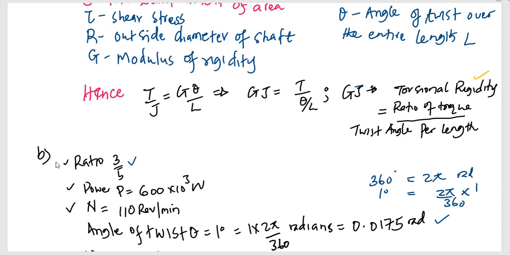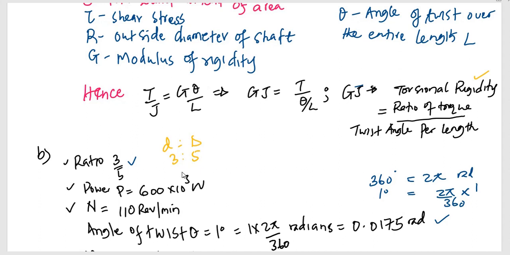Let us go to part B. We have the ratio of diameters. This means the inner diameter to outer diameter is 3 to 5.